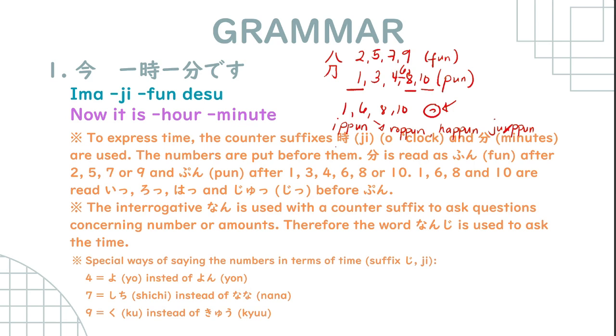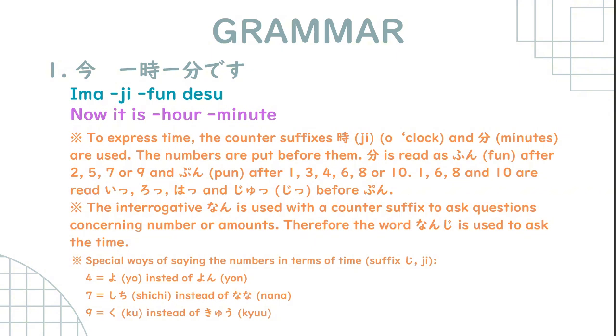For example, we have 2 minutes. If this doesn't exist here, if it's just this, it becomes fun, right? But if there is the small tsu there, it becomes a double P. Pun. Okay? And so that is how we say the time. So, ji something, ji something, fun or pun.